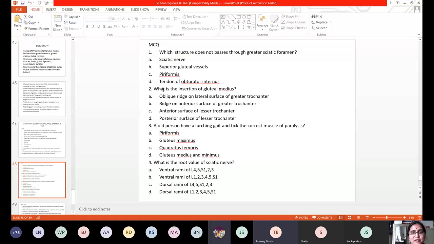Similarly, second question. What is the insertion of gluteus medius? Among these four options, which is the correct option? Second one, B. Medius is on the anterior surface or minimus? Anterior.